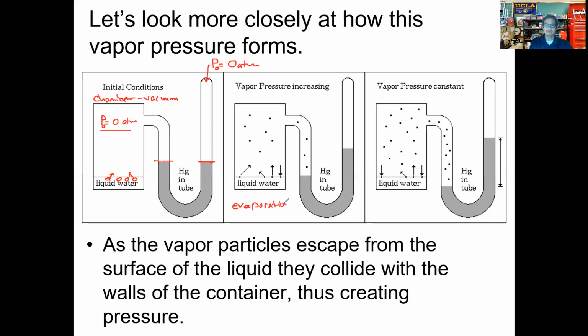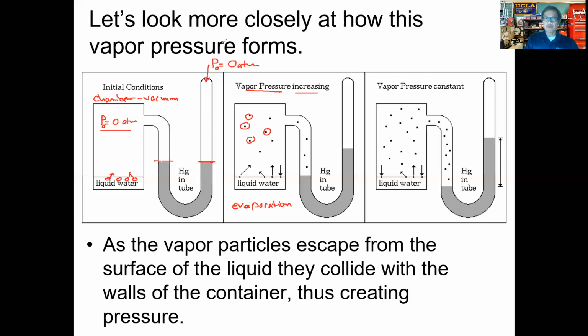Evaporation starts to occur, which means we start to get gas particles here, and so the vapor pressure starts to increase. This vapor pressure is the pressure exerted by these gas particles here. These are gas particles. These are water vapors that are coming from the liquid.